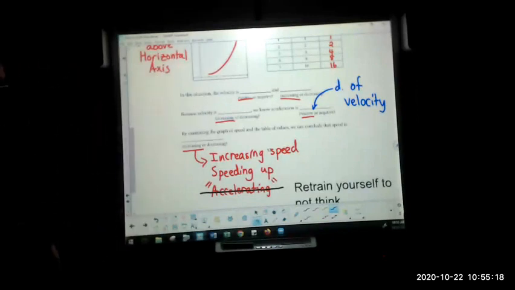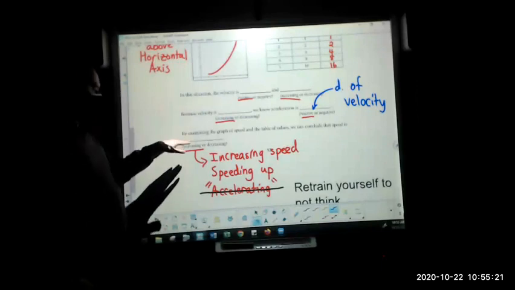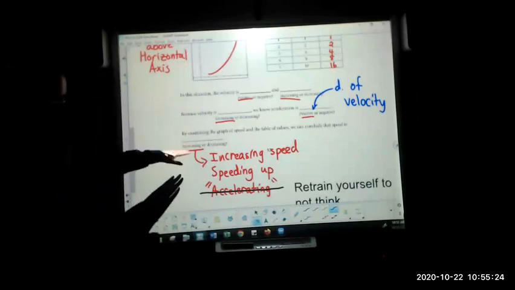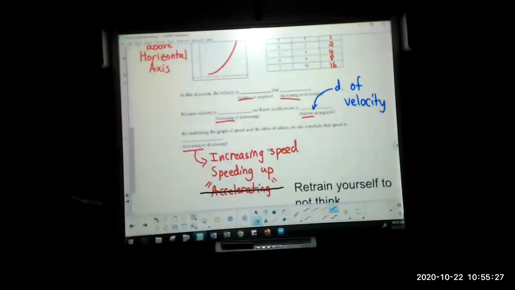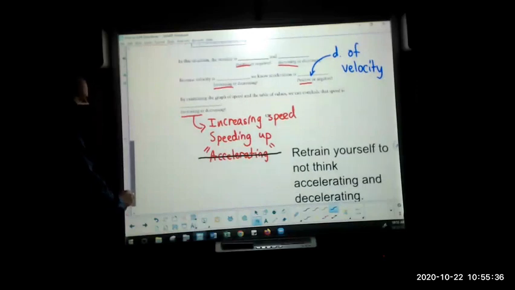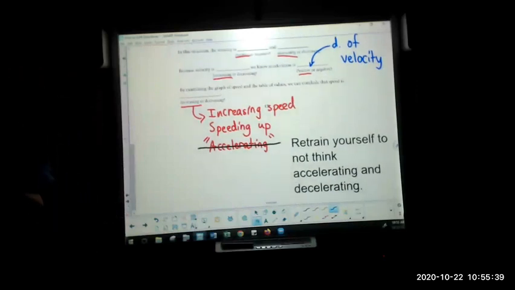What would you conclude about speed? You would conclude that speed is increasing. We have increasing speed. We could say speeding up. What we are not going to say is accelerating. And the reason why we're not going to say accelerating is because we don't want to get this confused. We use acceleration to determine if we're speeding up. We do not use acceleration alone. So forget about the word accelerating for what we're doing. We're going to talk about speeding up. We're going to talk about slowing down. We're not going to say accelerating and decelerating.